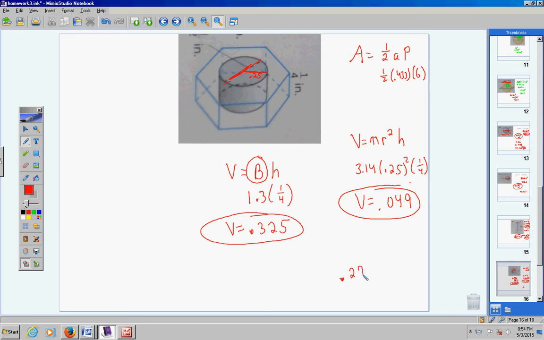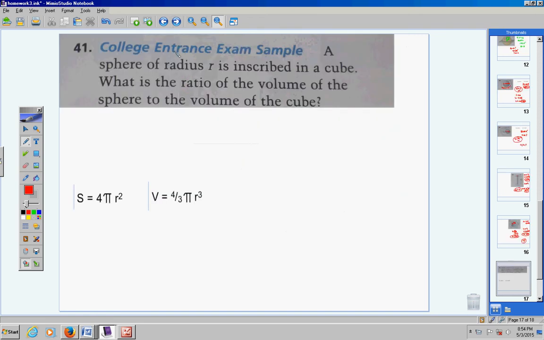0.275. And that would be cubic inches because we're dealing with volume, okay? Alright, now moving on to the last two problems, and we're finally finished, okay? Now, if the sphere of radius r is inscribed in a cube, what is the ratio of the volume of the sphere to the volume of the cube?